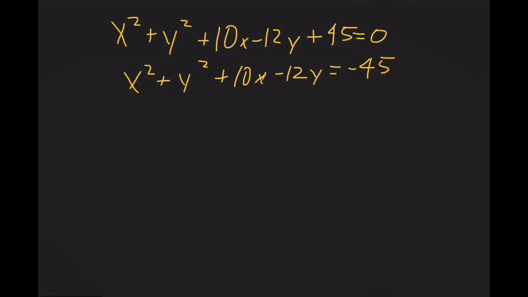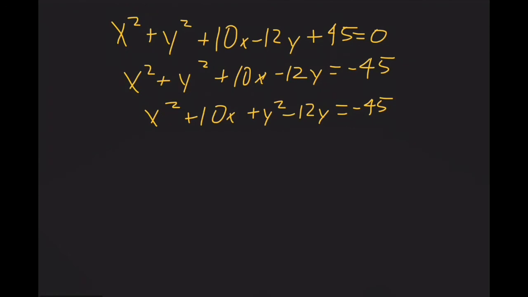We're going to want to group them together. So x² + 10x, then plus y² − 12y. This is going to make it a lot easier. Alright, so basically, you're just going to complete the square twice. Once for x and once for y.